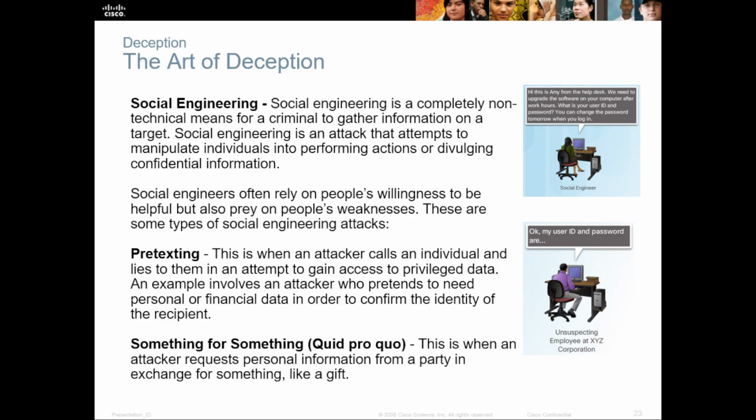These are some types of social engineering attacks. It could be pretexting. Pretexting is when the attacker calls an individual and lies to them in an attempt to gain access to privileged data. An example involves an attacker who pretends to need personal or financial data in order to confirm the identity of the recipient. Then something for something, which is quid pro quo. This is when an attacker requests personal information from a party in exchange for something like a gift.